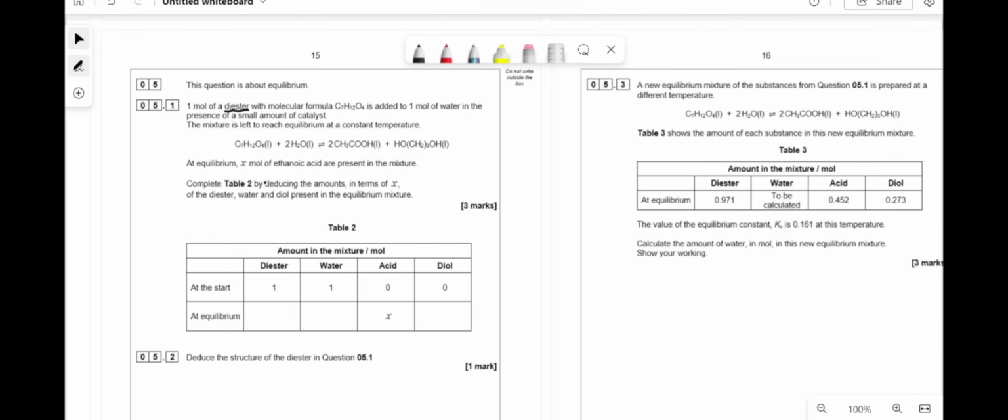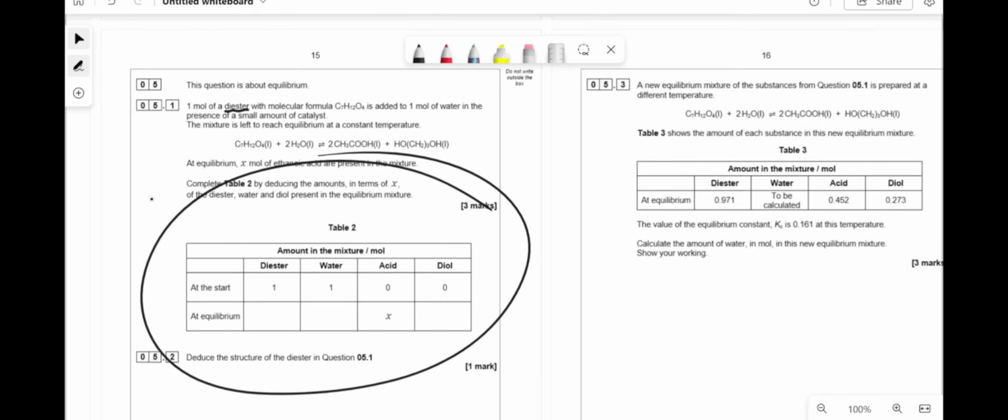At equilibrium, X moles of ethanoic acid are present in the mixture. Complete table 2 by deducing the amount, in terms of X, of the diester, water, and diol present in the equilibrium mixture. So whenever you have an equilibrium question, it says this much of something was mixed with something else, and then at equilibrium, this is how much we have. You need to do this anyway. They've set it up for you.